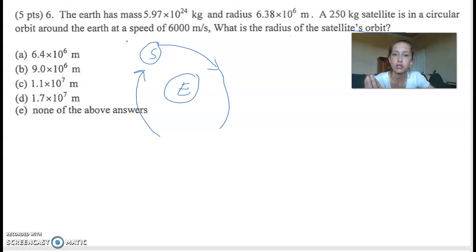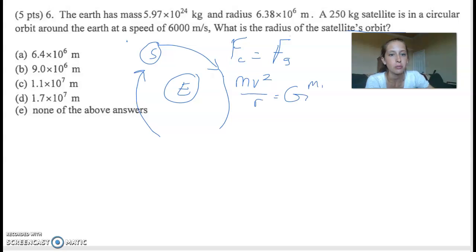This should sound familiar. This should be like, oh, it's a centripetal acceleration problem. And it is. This time the centripetal force is caused by gravity. So we can set them equal to each other. So mv squared over r equals big G m1 m2 over r squared. Do they always equal each other? No. But they equal each other when something's in orbit. So that's handy. So we're wondering, what is the radius of the satellite's orbit?